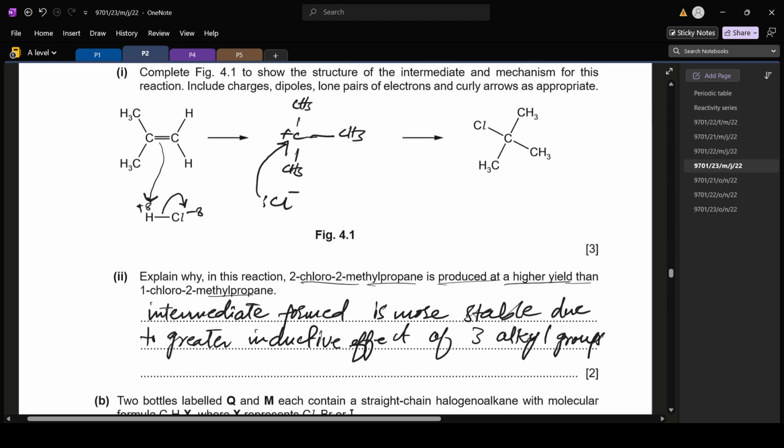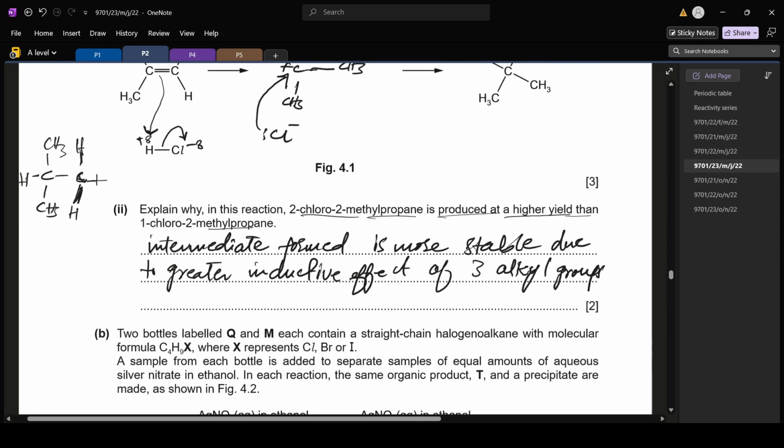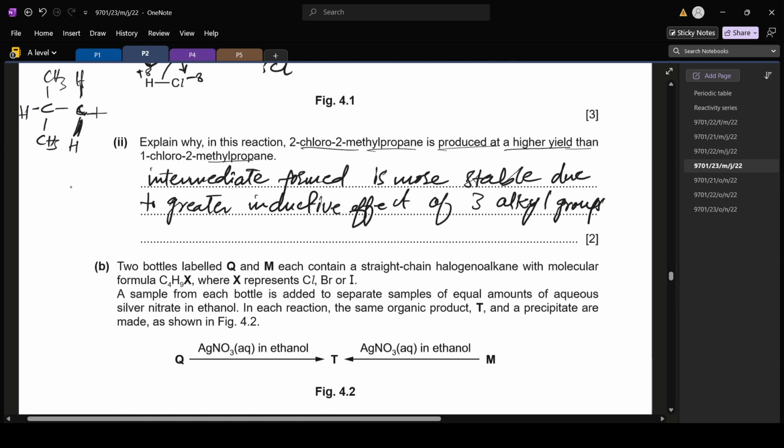And for 1-chloro-2-methylpropane, if you write the mechanism, you will have an intermediate like this. This would be the intermediate. The carbon which has the positive charge has only one carbon attached, so it will have only one alkyl group attached. So it will be less stable because of less inductive effect of fewer alkyl groups.